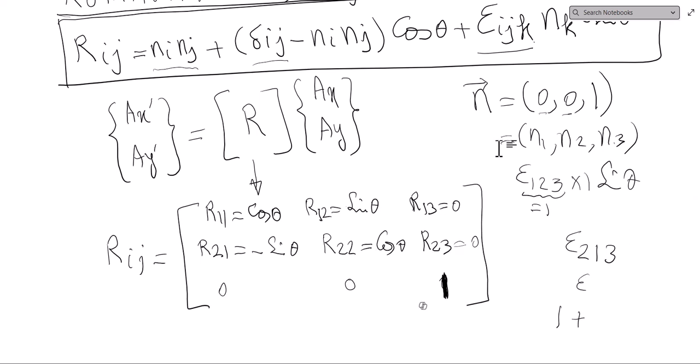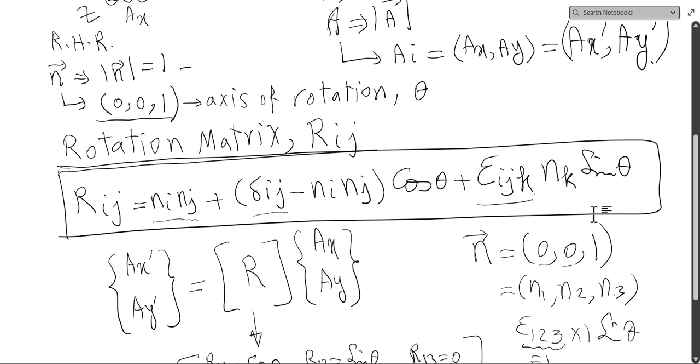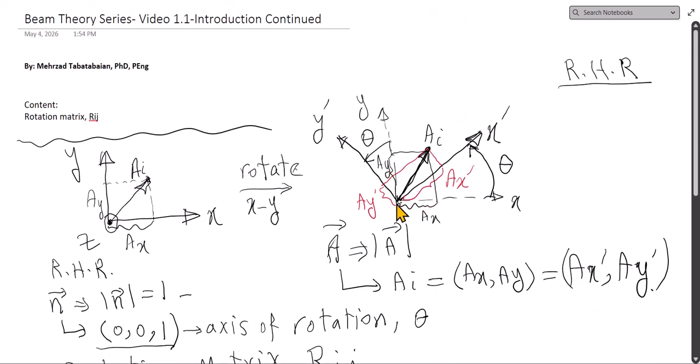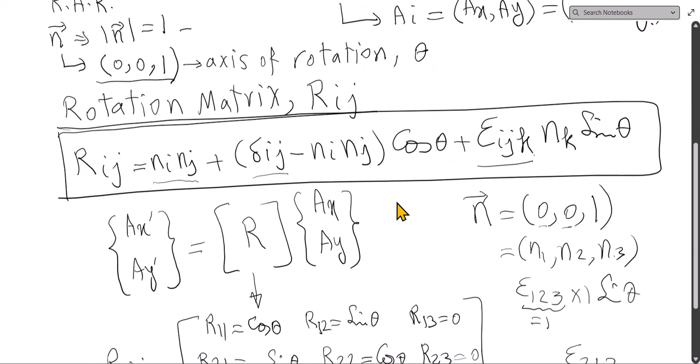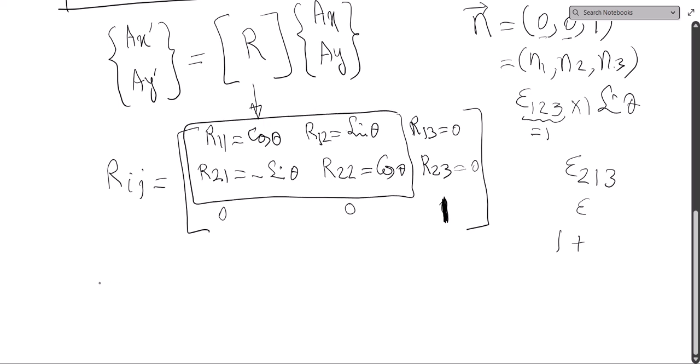Okay, so if you work it out, this will be my case. This R33 comes out to 1, obviously, because we are rotating about the z-axis here. So the component in the rotated coordinates and the original coordinate system is the same. That is why this is coming out. So we can take the two-dimensional part and work it out.